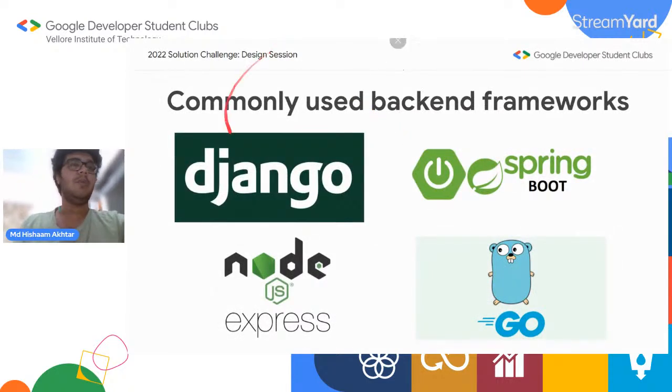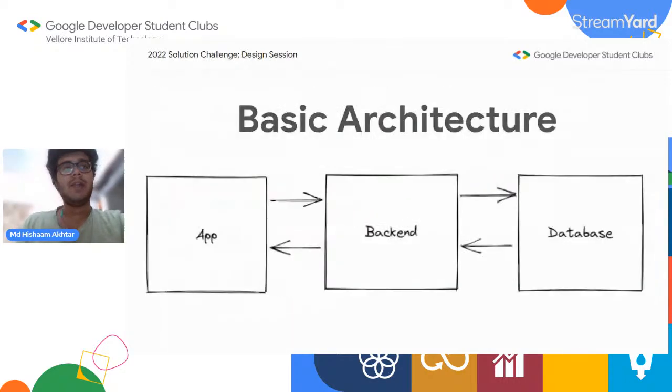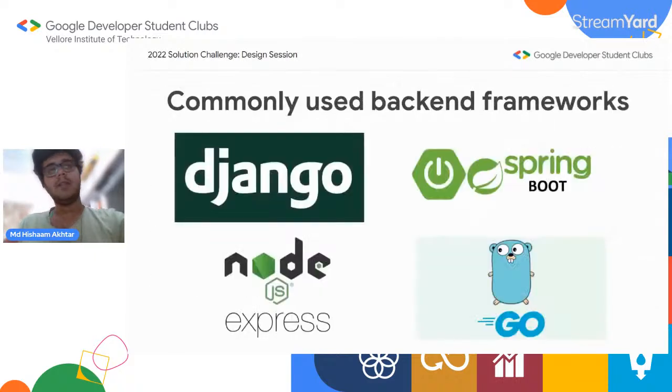So what are the most commonly used backend frameworks? These are four. Apart from these, there are way too many backend frameworks available. You can use any of them with any of these app frameworks. Any of these app frameworks can be used with any of these. These are completely independent of each other. These are four popular ones.